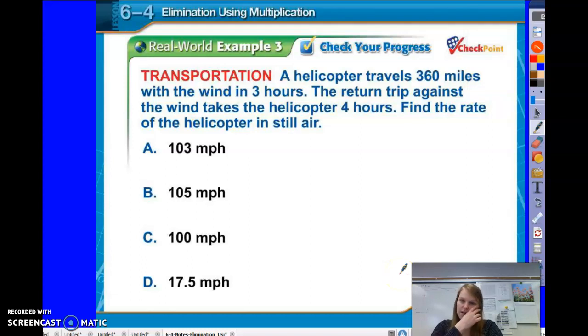So this is talking about a helicopter, 360 miles with the wind in 3 hours, but the return trip, again 360 miles, takes 4 hours, so one more hour for the way back. See if you can set up your equations; hit pause right here and work through it, and then hit play when you're ready to see my work.